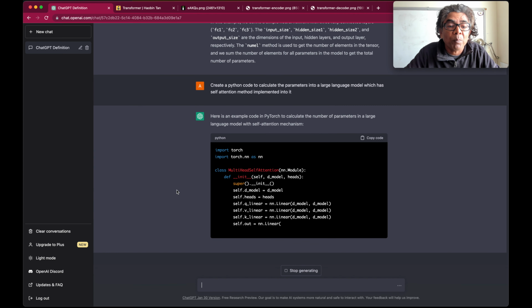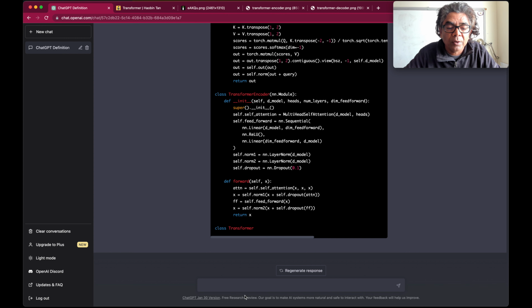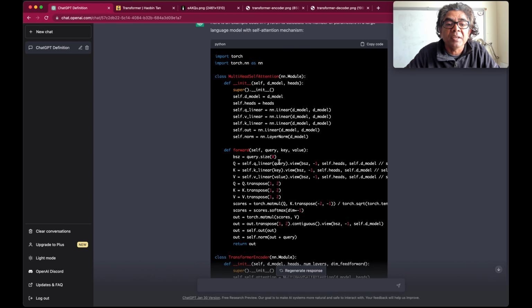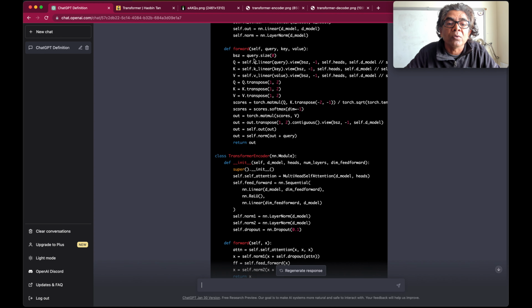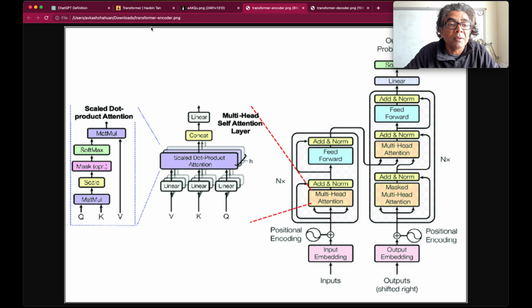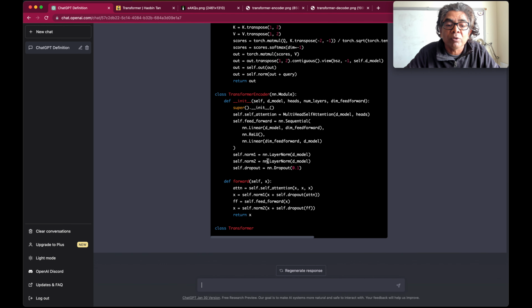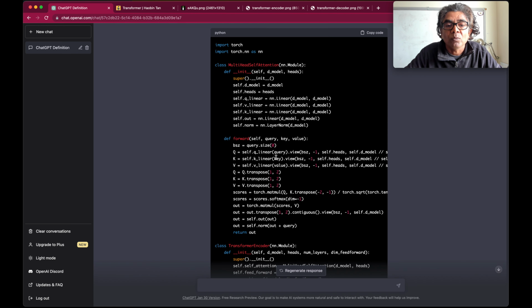And it looks like the answer has been cut off because of the token limit in the answers, but you can get an idea that the queries, keys, and values are being calculated properly, and everything we have learned through the encoder and decoder has been applied in order to generate the total number of parameters. We'll make sure that it's using the transformer architecture.